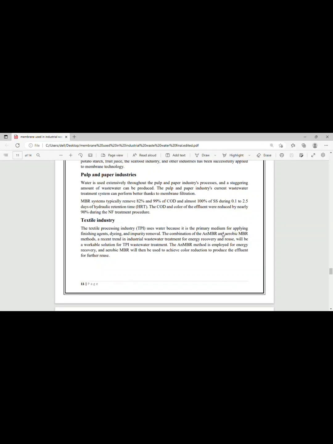Pulp and paper industry. Water is used extensively throughout the pulp and paper industrial processes, and a staggering amount of wastewater can be produced. The pulp and paper industry's current wastewater treatment system can perform better thanks to membrane filtration. MBR systems typically remove 82% to 99% of COD and almost 100% of SS during 0.1 to 2.5 days of hydraulic retention time.